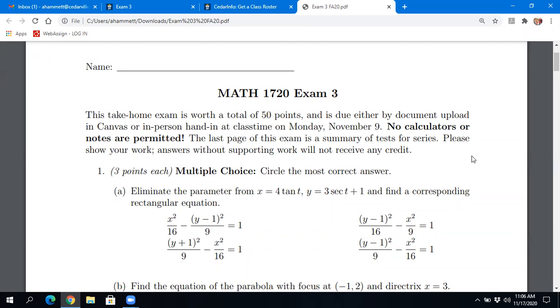Yep. Okay, so basically x over 4 is tangent of t, correct? And if I go y minus 1 and I divide by 3, I get secant of t. And you know that tangent squared plus 1 is equal to secant squared, correct? So tangent squared plus 1, that's the same thing as x squared over 4 squared plus 1. That's tangent squared plus 1 is equal to secant squared, which is y minus 1 quantity squared over 3 squared.